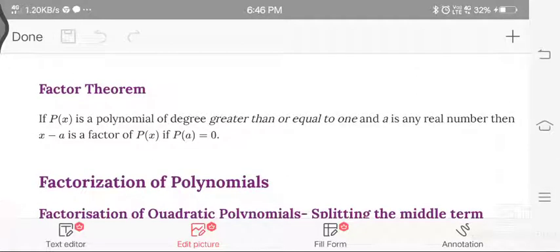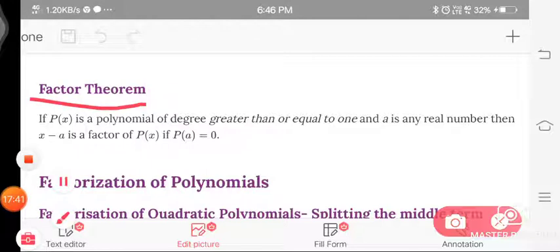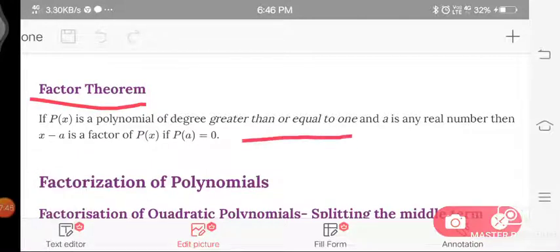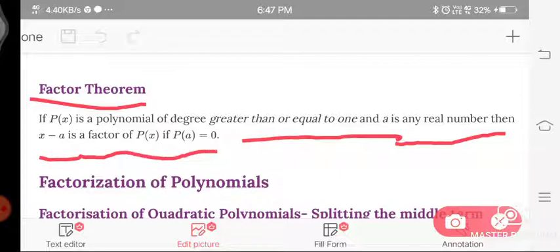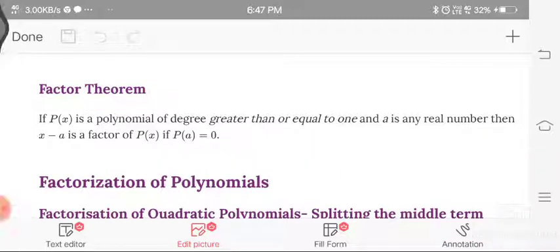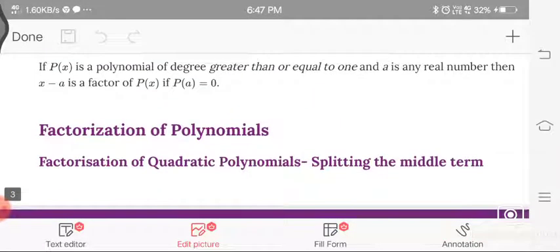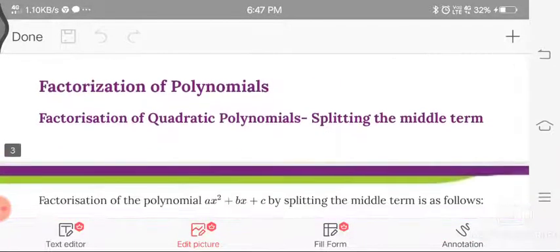So now we come to the factor theorem. What is the factor theorem? If p(x) is a polynomial of degree greater than or equal to 1 and a is any real number, then x minus a is a factor of p(x) if p(a) is equal to 0. It is almost equal to the remainder theorem. Learn the definition.